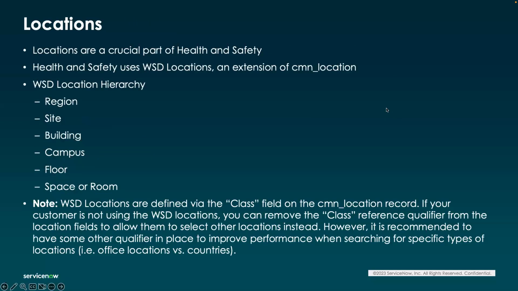We have some more information on locations here. Locations are a crucial part of health and safety. The reason being is locations determine where the incident is occurring, where risk assessments are occurring, and where permit to work is occurring.